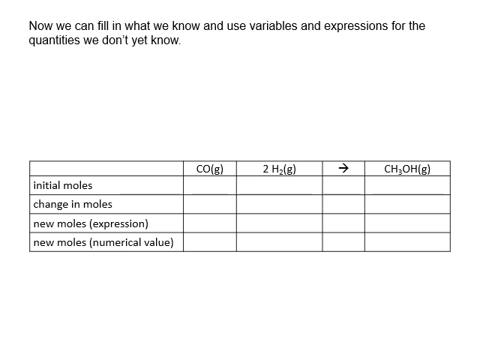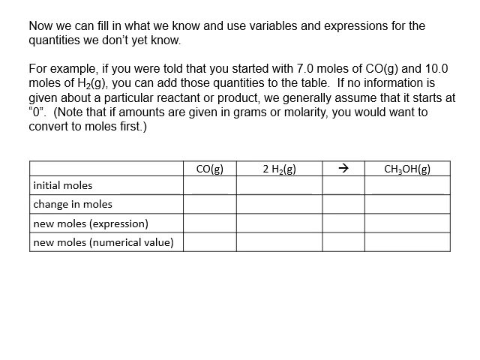Now we can fill in what we know and use variables and expressions for the quantities that we don't yet know. For example, if you were told that you started with 7 moles of carbon monoxide gas and 10 moles of hydrogen gas, you can add these quantities to the table. If no information is given about a particular reactant or product, we generally assume that it starts at 0. So as we see in the table below, we've put 7 below the carbon monoxide, 10 below hydrogen, and 0 below the methanol. Note that if the amounts in the problem are given in grams or molarity, you would want to convert to moles first because our table has a row for the initial moles.